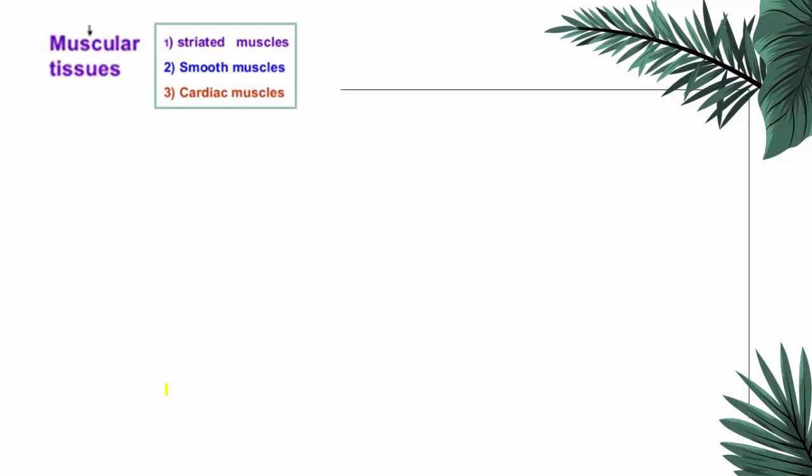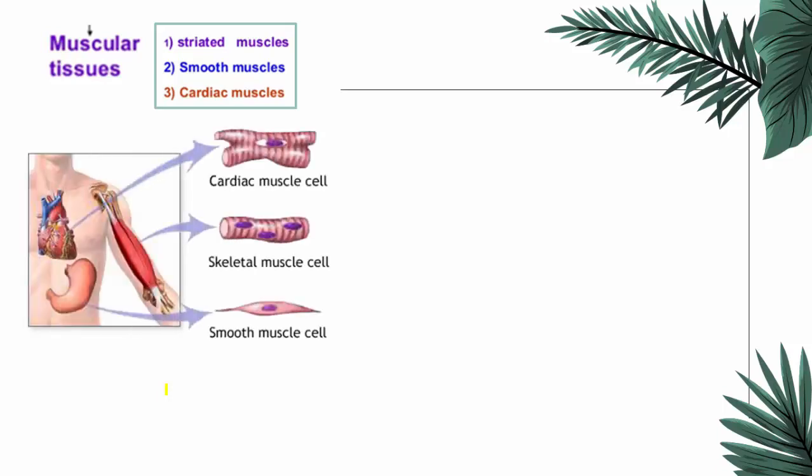And three types of muscular tissues are striated muscles, smooth muscles, and cardiac muscles. Here is the complete image showing all the three types of muscles representing muscular tissues of the animal body.